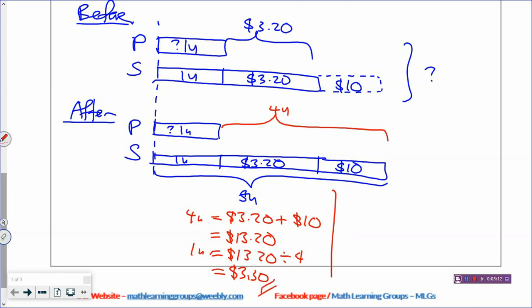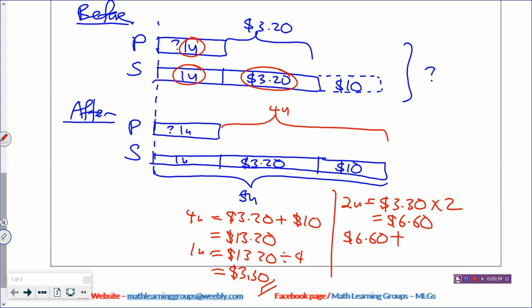And then how do you find the total money at first? Oh, you just say 1 unit plus 1 unit and plus $3.20. So how much is 1 unit plus 1 unit? Which is 2 units. So $3.30 and then you times 2, that will give you $6.60. And then you take $6.60 and don't forget the plus $3.20. And what is their total money at first? $9.80. And that's how you solve the problem, by drawing out the problem.